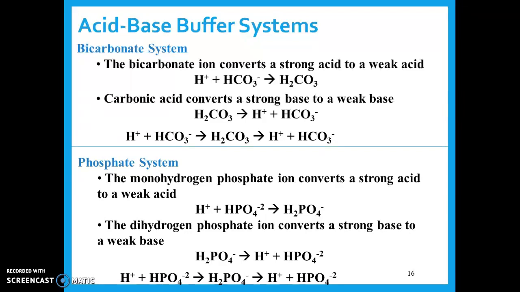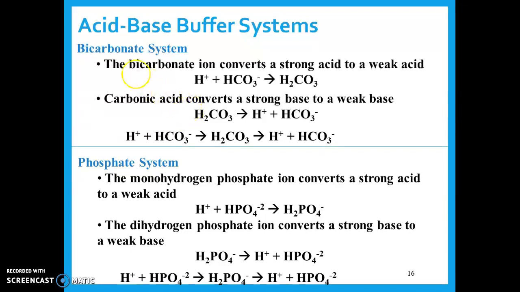We can also do the opposite. So it says carbonic acid can convert a strong base into a weak base. So let's say we've got strong bases inside of our body and our pH is getting too high now. It's got to stay at a really normal range. Your blood pH should be 7.4. That's the normal healthy range for your blood pH. So let's say it's getting too high. There's too many bases in there.